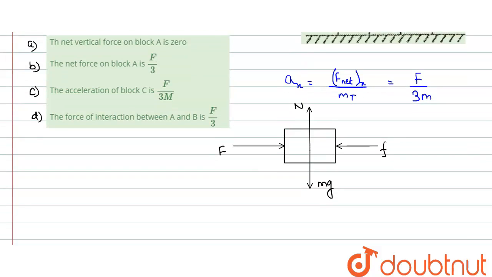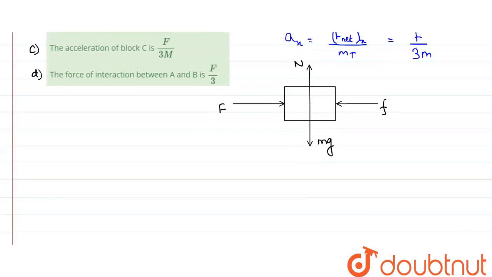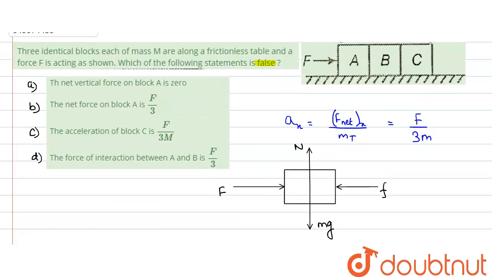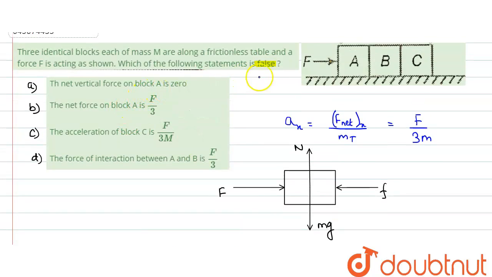Now if we see the vertical direction, if we apply Newton's law, F net in the y direction would equal mass into acceleration in the y direction. But there is no acceleration in the y direction. That means we can say that net force in the y direction on each and every block, here we have defined just for A, would be equal to 0. That means A is a correct option, but we need to find the false statement. So this cannot be the option.